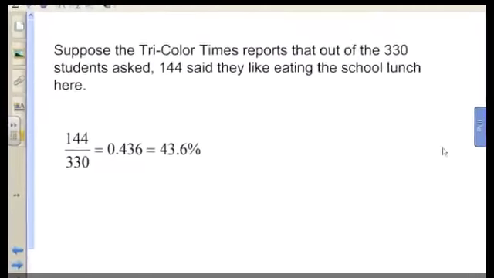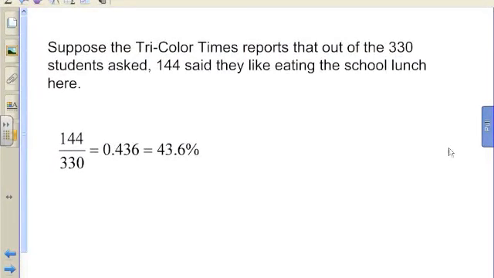All right, so we're going to continue talking about sampling today. The story I want you to think about. Suppose the Tricolor Times, that's our school paper, reports that out of the 330 students asked, 144 said they like eating the school lunch. So this is a proportion problem. 144 out of 330 is 0.436, or 43.6%.